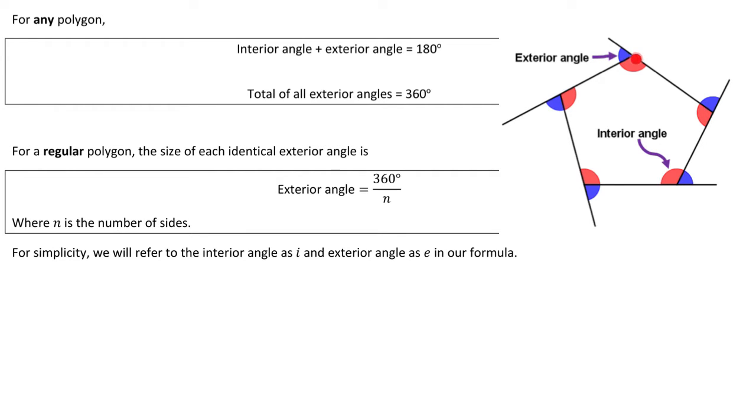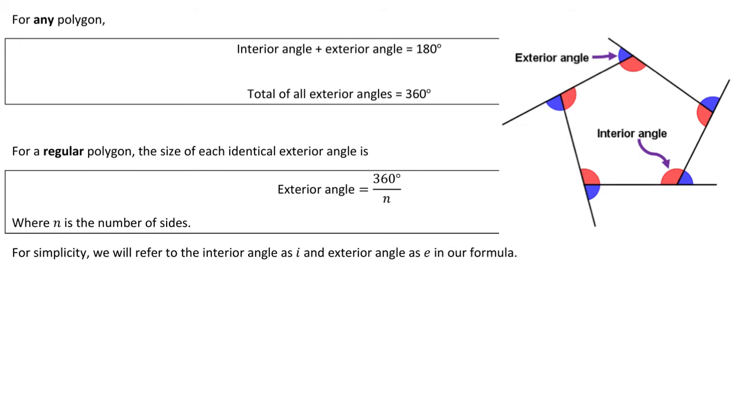And the reason for that is if we start on this line and we turn through the blue angle and then follow along and turn through the blue angle, and again, and again, we've ended up back where we started. So we've done a number of turns, we've ended up back at the start, which means the number of turns add up to 360. For a regular polygon, the size of each identical exterior angle is found by 360 degrees, so that's the full turn, divided by the number of sides. So 360 divided by n gives you the exterior angle.